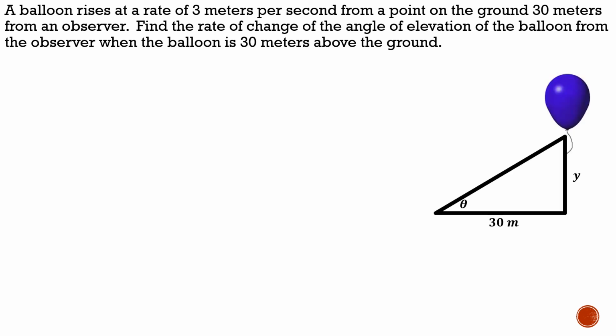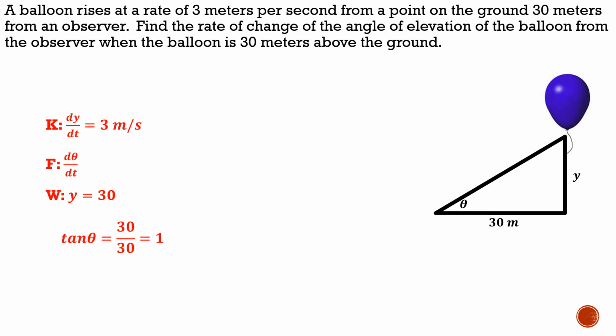So again, here's my picture, and I've plugged in everything they told me from the picture. I know that my vertical height y, dy/dt, the rate of it, is 3 meters per second. They want me to find d theta/dt, the rate of the angle of elevation, when y is 30.